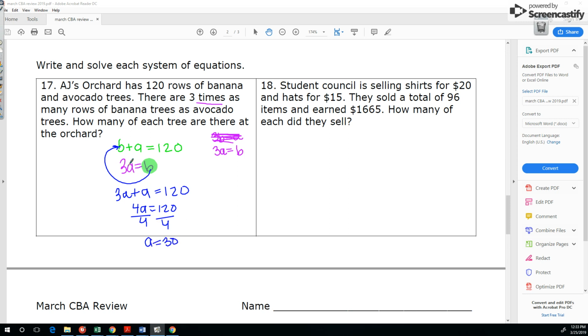If there's 3 times as many rows of banana trees as avocado trees, then my bananas should be 3 times the avocados. So plugging it back in, 3 times 30 should be equal to B. So B is 90. Checking my answer, plugging it back into the other one as well, is 90 plus 30 equal to 120? Yes.